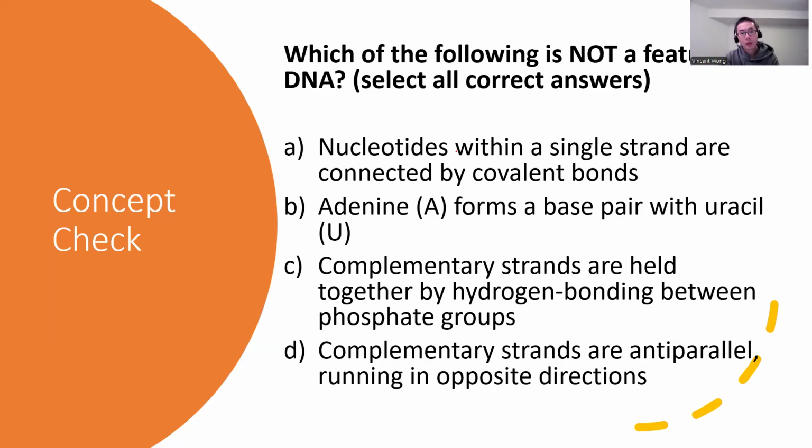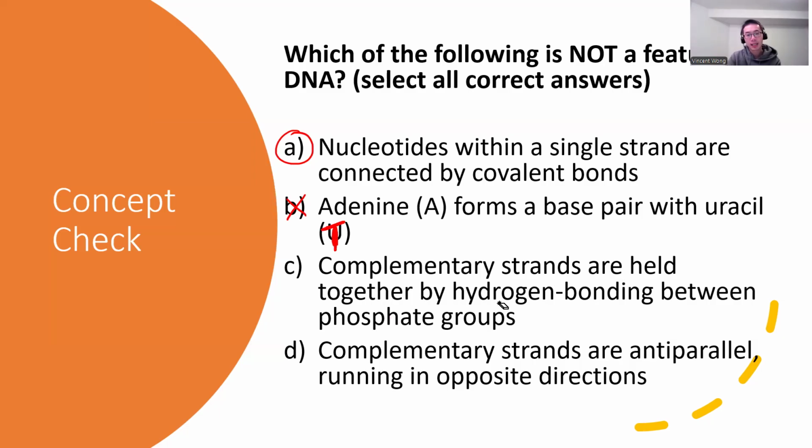Correct answer. Let's see. Nucleotides within a single strand are connected by covalent bonds. That's correct. Remember I told you, the monomers are always connected together by covalent bonds, by removal of water. Next one, adenine forms a base pair with uracil. That's not true. It forms it with T, not U.